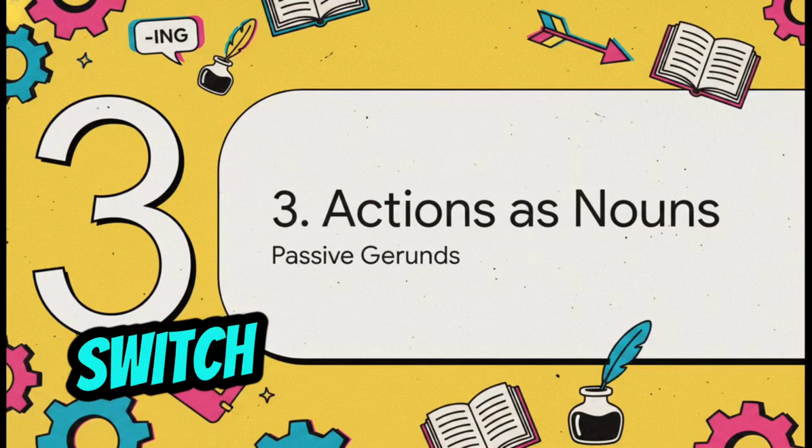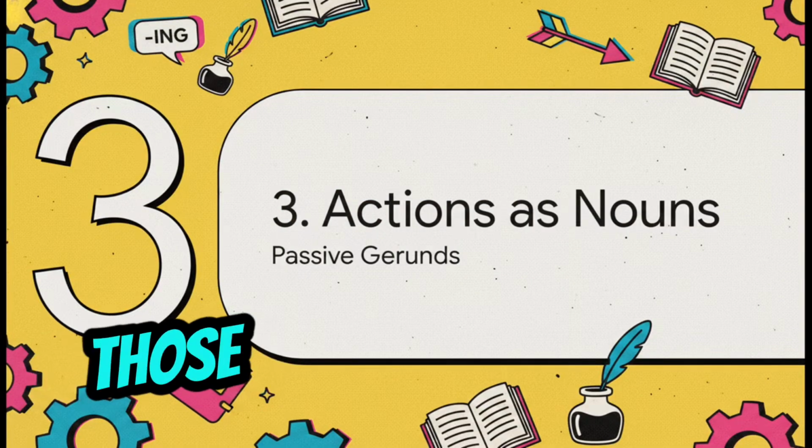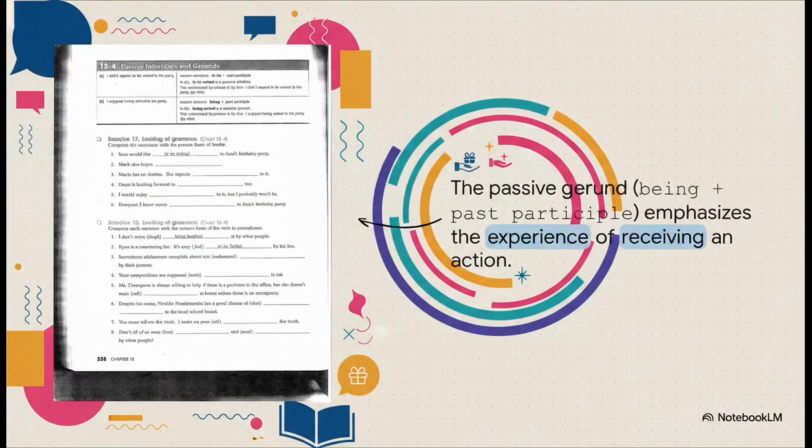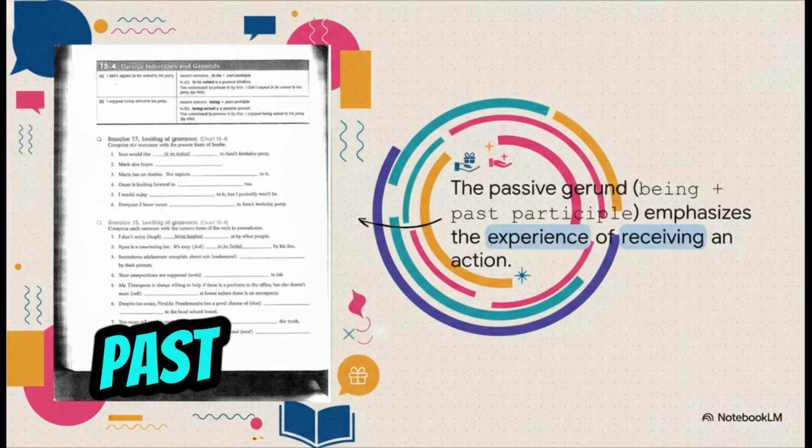All right, let's switch gears and talk about gerunds. You know, those -ing words that kind of act like things, like nouns. A gerund lets you talk about an action as if it's a solid thing. And of course, we can use this in the passive voice too. The structure is pretty simple. It's just being plus the past participle.